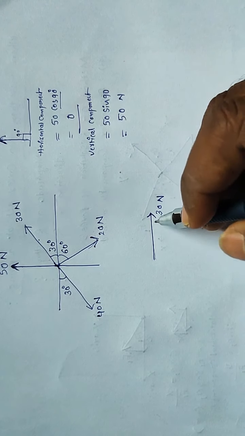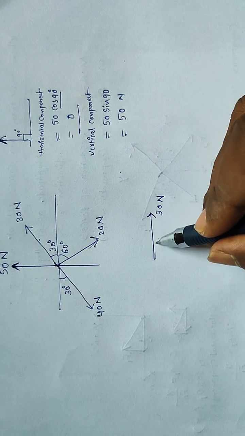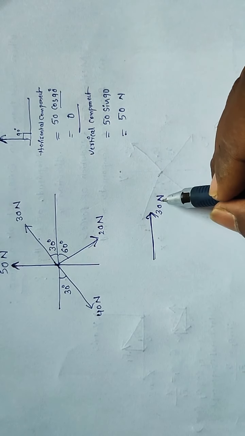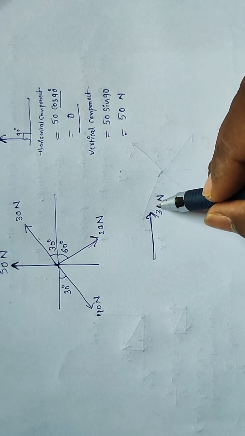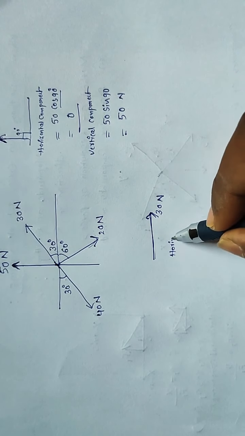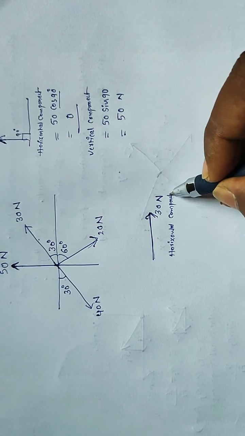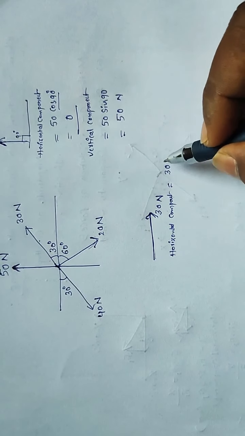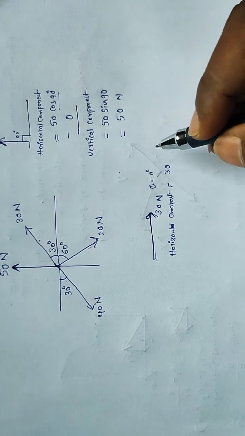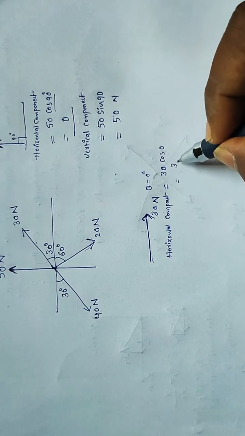So at that time, what will happen to the vertical component? Vertical component will become 0. So it is directly horizontal force. So it has only horizontal component. That horizontal component value will be equal to 30 Newton only. It is horizontal, so theta is 0 degrees. So 30 cos 0 means 30.